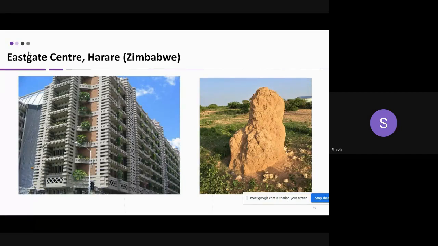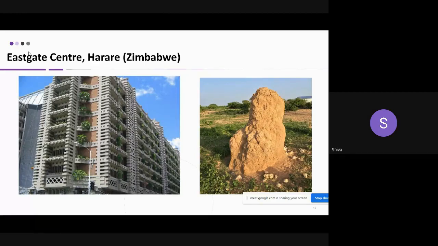I'm using the word purposely, emulated the design process. I'm using the big words now, okay? I want to move away from fuzzy stuff to real big words. He used the design process of the termites and imitated that process in the Eastgate building in Harare. Look up the Eastgate building.